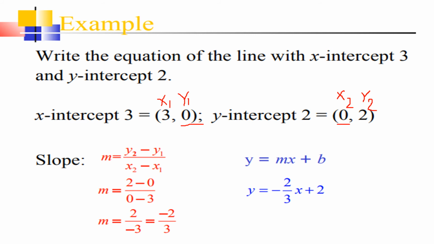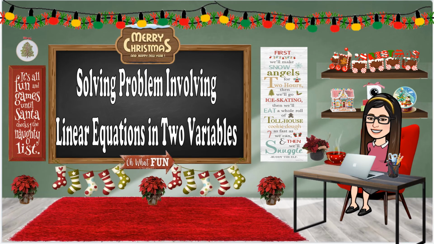So, m is equal to 2 minus 0 all over 0 minus 3. This will give you m is equal to 2 over negative 3 or negative 2/3 na siya. So, di ba nakuha mo na yung slope? Palitan mo lang yung m dito sa y is equal to mx plus b. Tapos, yung b, palitan mo lang din ng y-intercept mo. Kasi, yung y-intercept, that is your b. Okay? Maliwanag po. So, therefore, your equation of the line is y is equal to negative 2/3 x plus 2. Copy? Okay.